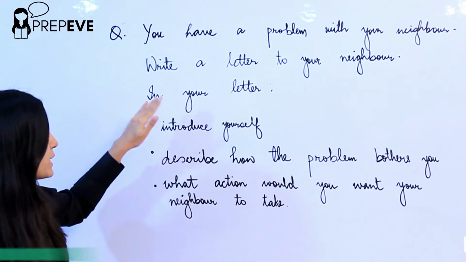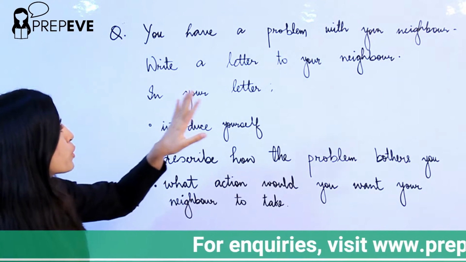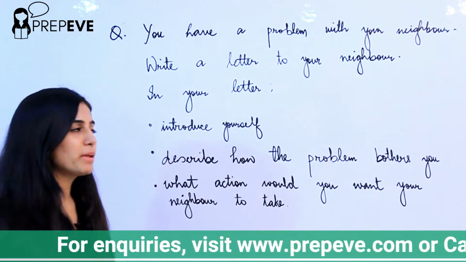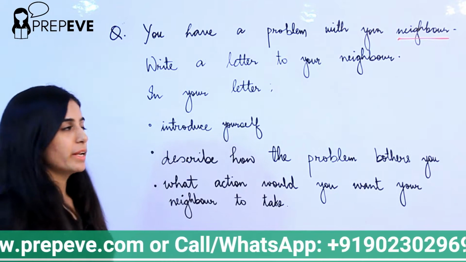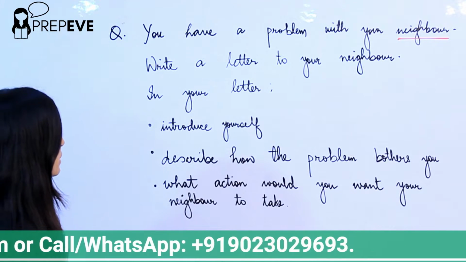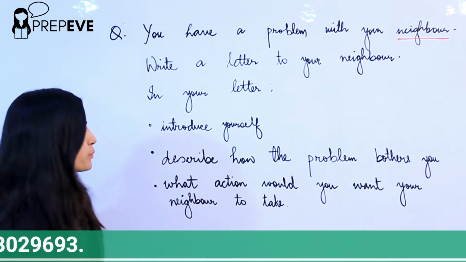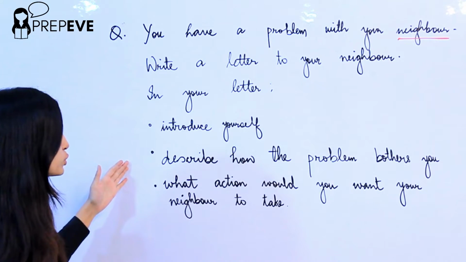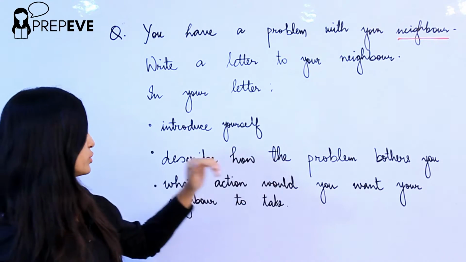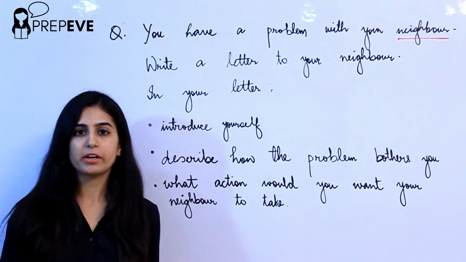So, here we will be writing a letter to our neighbor. You have a problem with your neighbor. So, there is some problem, and when you are writing a letter to your neighbor, it's semi-formal in nature. Write a letter to your neighbor, and in your letter, write these 3 things. What are they? Number 1, introduce yourself. Number 2, describe how the problem bothers you. Number 3, what action would you want your neighbor to take?